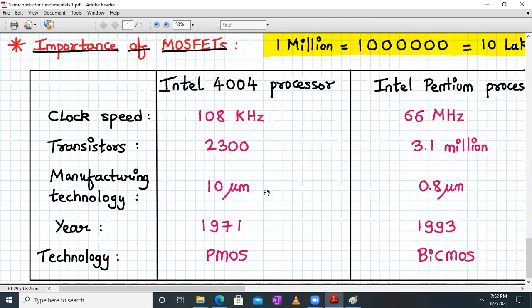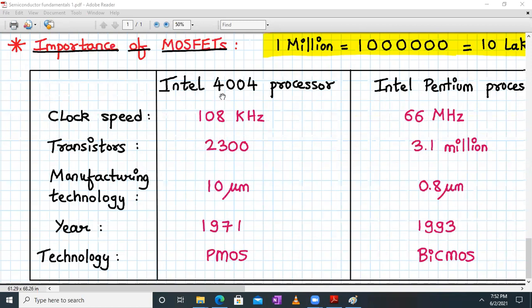Just to give you some comparison, a single hair strand is around 100 micrometer, 100 microns. As you can see, this channel length of a MOSFET is around 10 times smaller than a single hair strand. So you can see how small it can be.